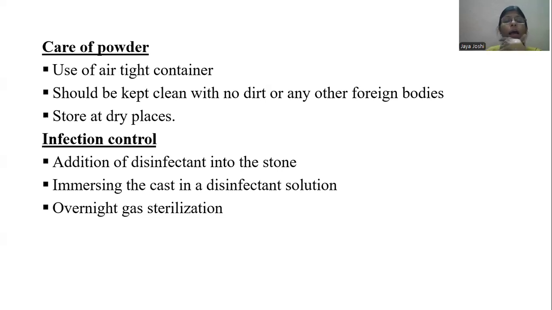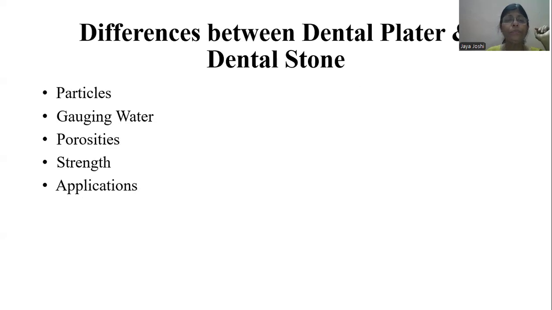So either you can add, or you can use the dental stone or dental plaster in which the disinfectants are already present, that is modified forms of it, then immersing the cast in disinfectant solution. So to avoid the cross infection, after retrieving the cast from the impression, it has to be immersed into the disinfectant solution, or you can do overnight gas sterilization, or you can spray the disinfectant solution over the cast.